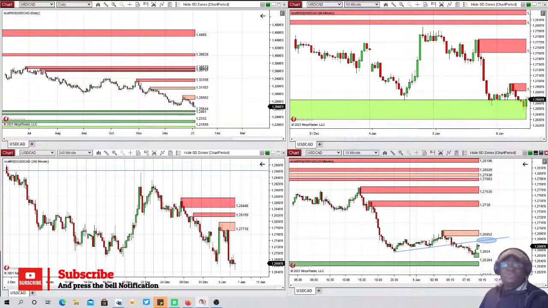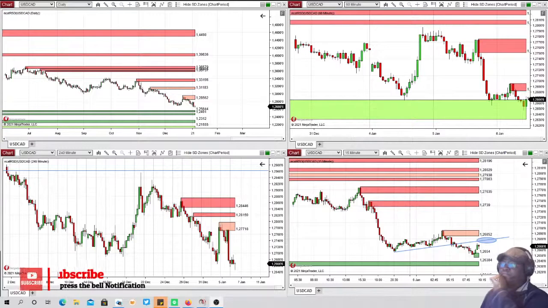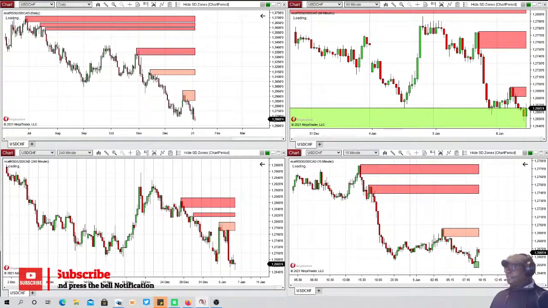Yeah, that is the CAD. So what are we looking at again? Here's the CHF, Swiss. Let's look at CHF.